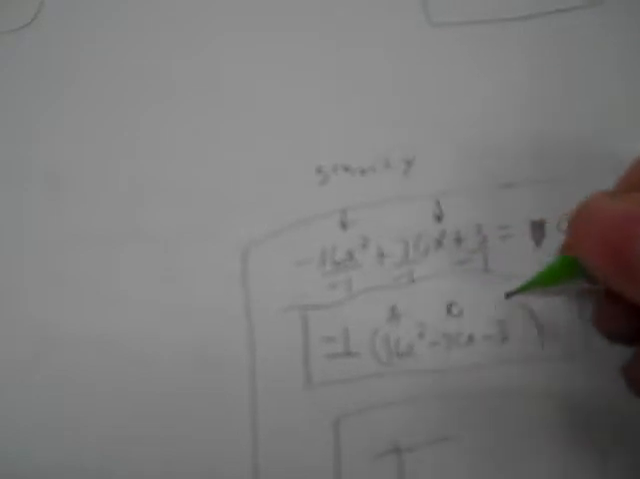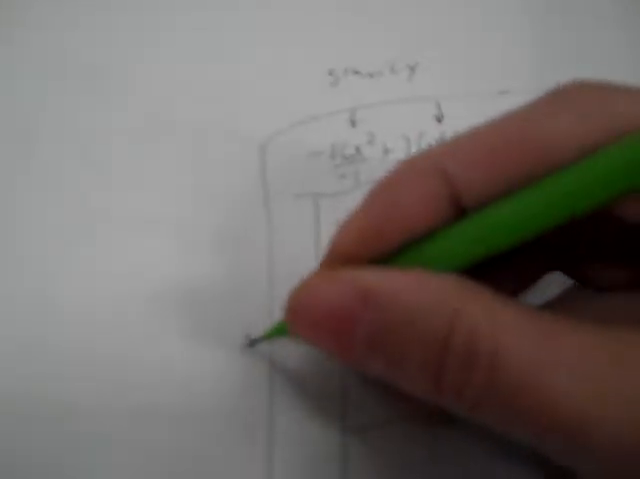And then this is where I run my ABC. Okay? So A times C, 16 times negative 3. That's negative 48, and I'm looking for a difference of 70. 1 and 48, right away that's too small to be 70.